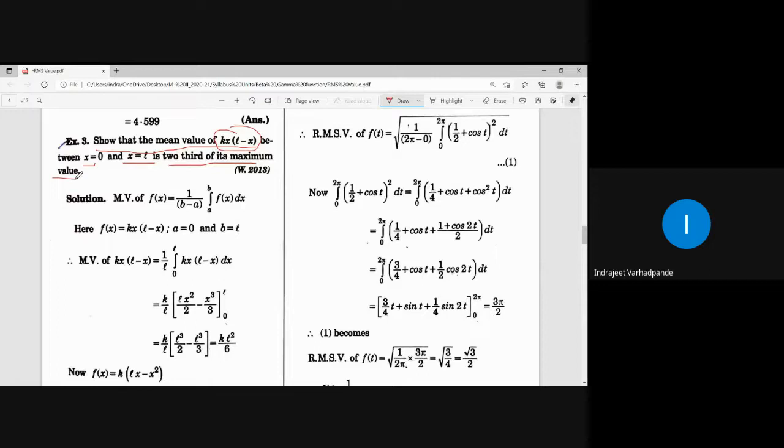So here, kindly read the question properly. We are interested in finding out the mean value. We are not bothered about the root mean square value. And we have to show that it is 2/3 of its maximum value.